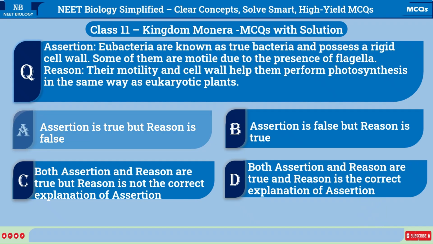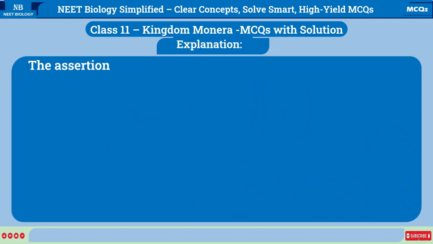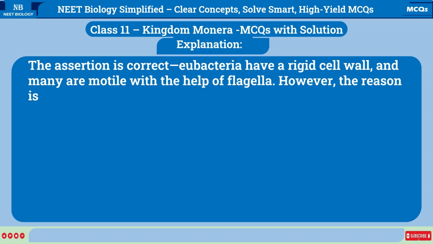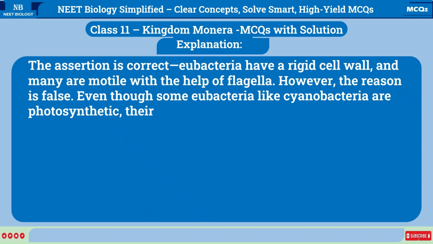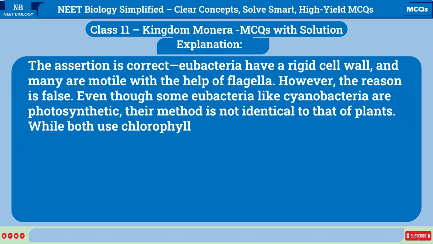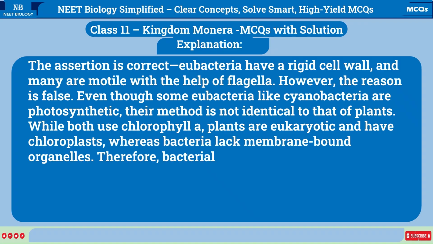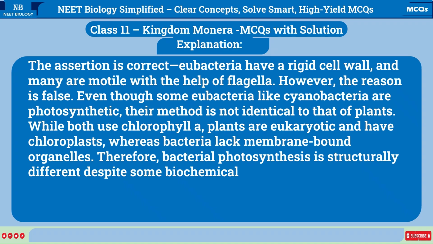Correct option is A. Assertion is true but reason is false. Explanation. The assertion is correct. Eubacteria have a rigid cell wall, and many are motile with the help of flagella. However, the reason is false. Even though some eubacteria like cyanobacteria are photosynthetic, their method is not identical to that of plants. While both use chlorophyll A, plants are eukaryotic and have chloroplasts, whereas bacteria lack membrane-bound organelles. Therefore, bacterial photosynthesis is structurally different despite some biochemical similarities.